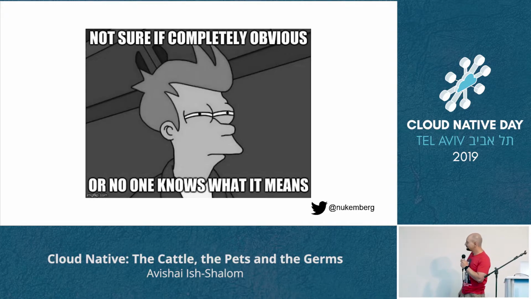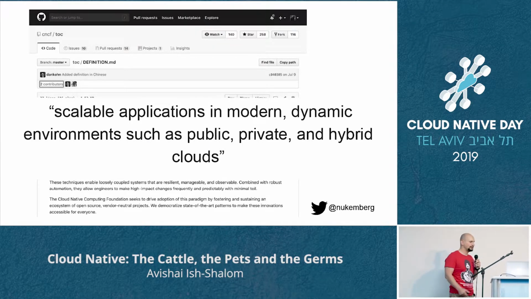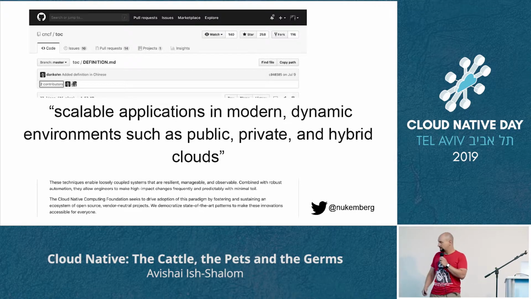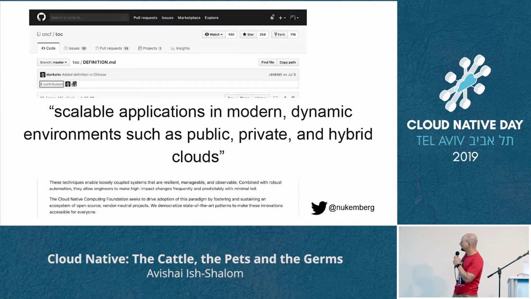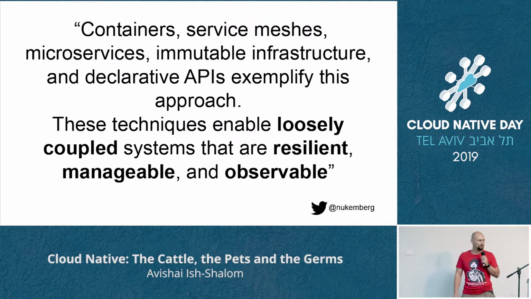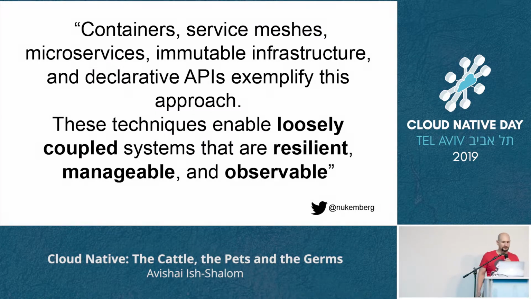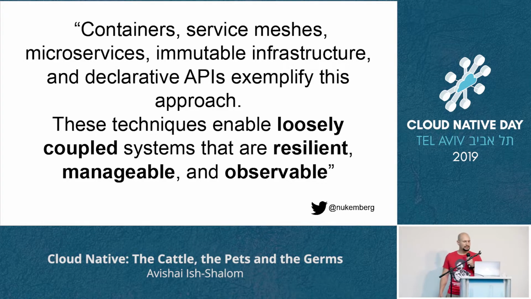So I dug deeper, and I found the Cloud Native Foundation, and they actually have a definition of what Cloud Native is. Unfortunately, when I started reading, it wasn't very helpful. Scalable applications in modern dynamic environments such as public, private, and hybrid clouds. Again, I have no idea what this means. But later, down around the middle of the document, I found something that was much more helpful. Containers, service meshes, microservices, immutable infrastructure, and declarative APIs exemplify this approach. Okay, which approach? What does it mean? These techniques enable loosely coupled systems that are resilient, manageable, and observable. Okay, now we've got something.